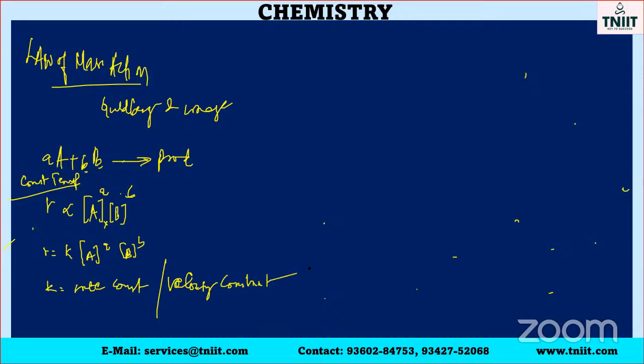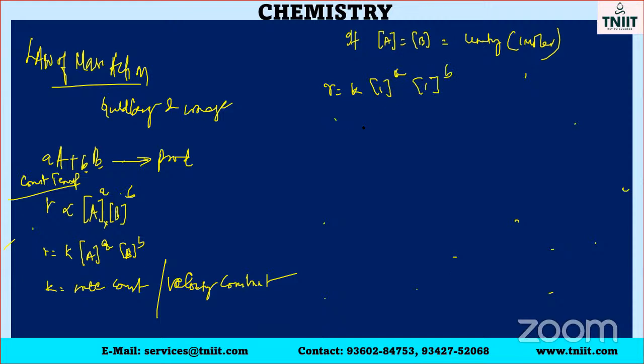Now, for the same reaction equation, if the concentration of A is the same as the concentration of B, and it is taken as unity, unity means 1 molar, what happens? R will be equal to K into 1 to the power a and 1 to the power b. So 1 to the power anything will be 1. Therefore, rate becomes equal to K.